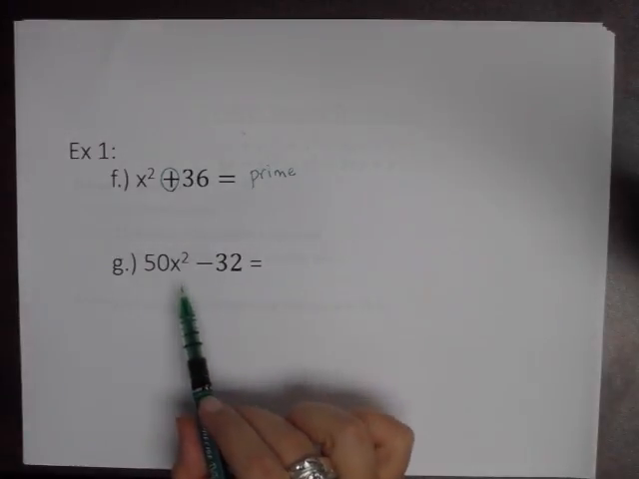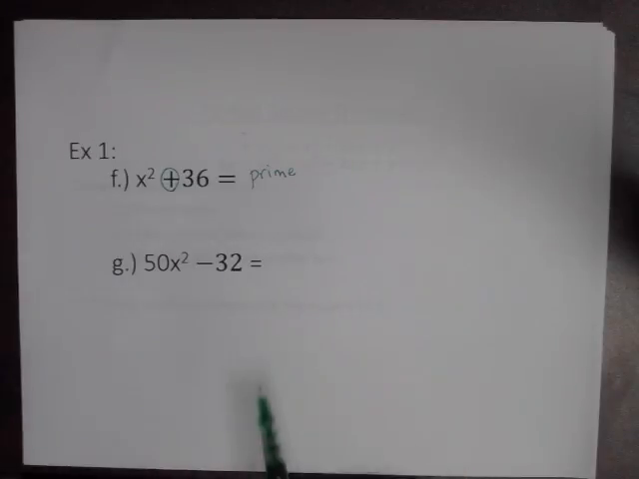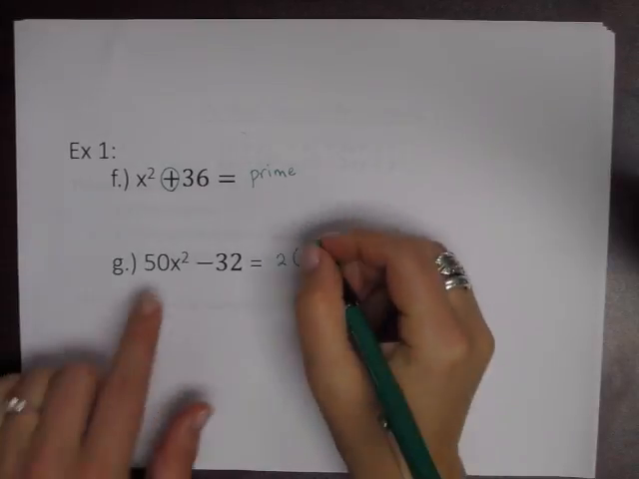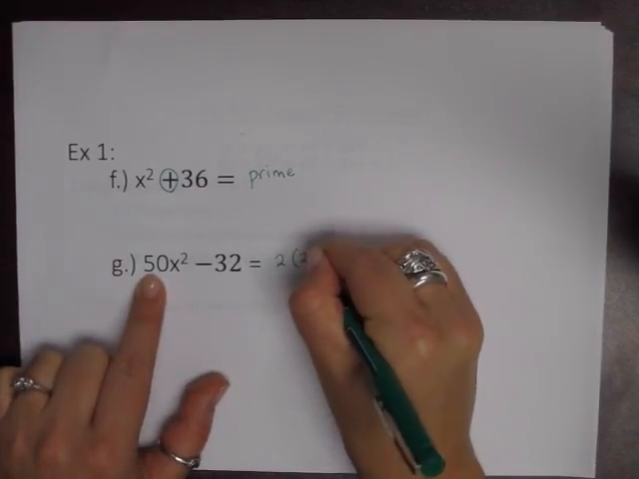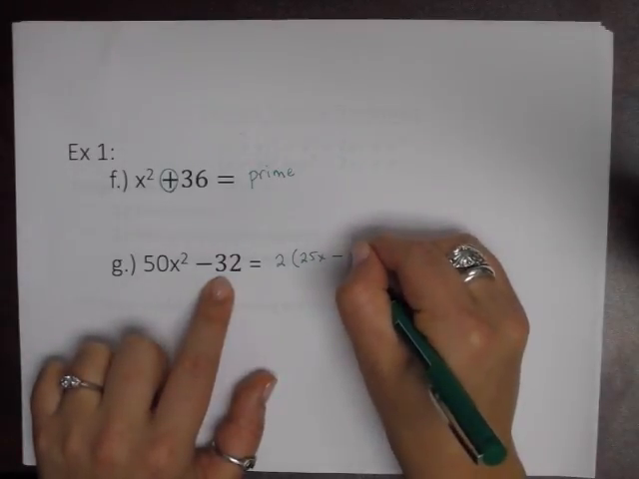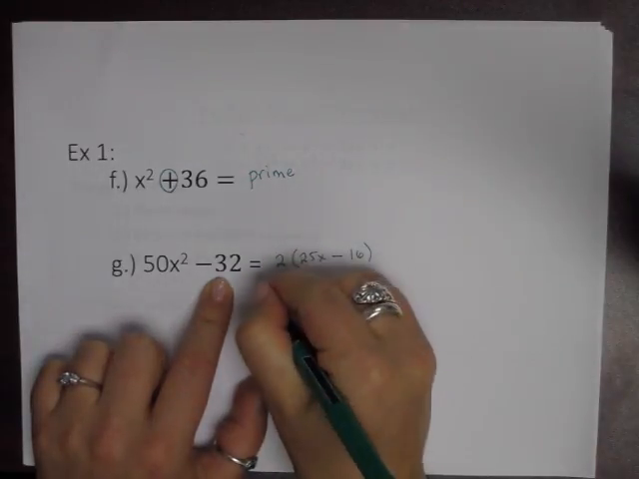Alright, so now we have 50x squared minus 32. When I initially look at this problem, 50 and 32 are not perfect squares, but they're both even, so that tells me that I can pull out a GCF. So if I can pull out a 2, 50 divided by 2 is going to be 25x squared, minus 32 divided by 2 is going to be 16, and I definitely know 25 and 16 are going to be perfect squares.